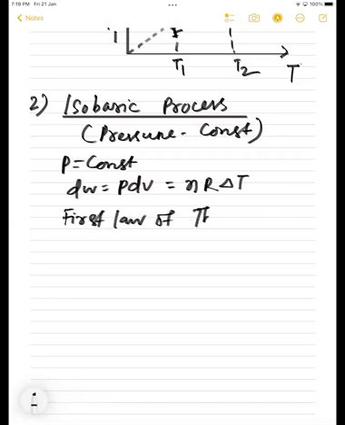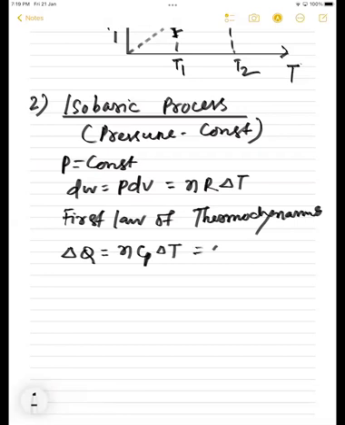First law of thermodynamics, right? First law of thermodynamics gives delta Q is equal to how much? nCp delta T, at constant pressure. So that is equal to delta U plus W. Yes or no? And that we can say nCp delta T is equal to delta U plus W.